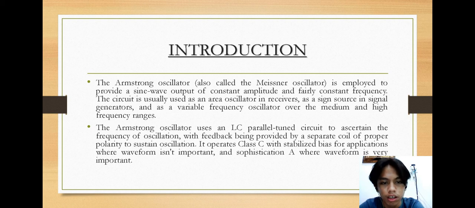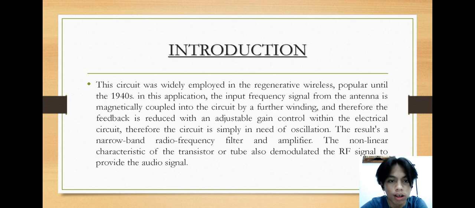The Armstrong oscillator uses an LC parallel tuned circuit to ascertain the frequency of oscillation, with feedback being provided by a separate coil of proper polarity to sustain oscillation. It operates Class C with stabilized bias for applications where waveform isn't important, and Class A where waveform is very important. This circuit was widely employed in the regenerative wireless, popular until the 1940s.